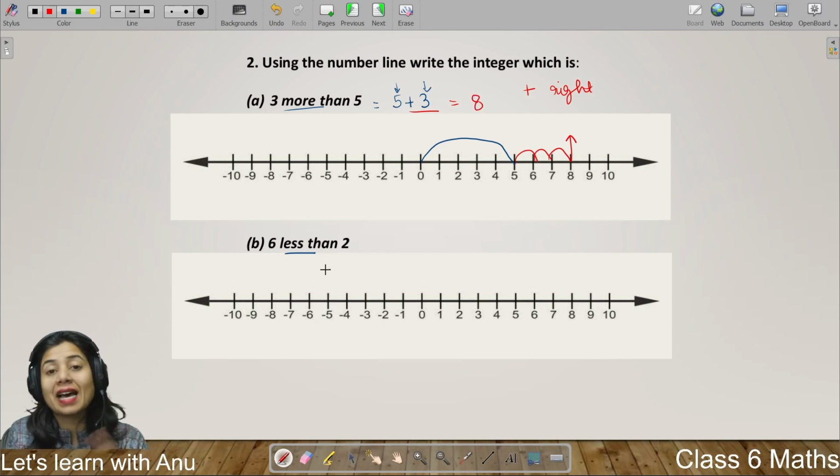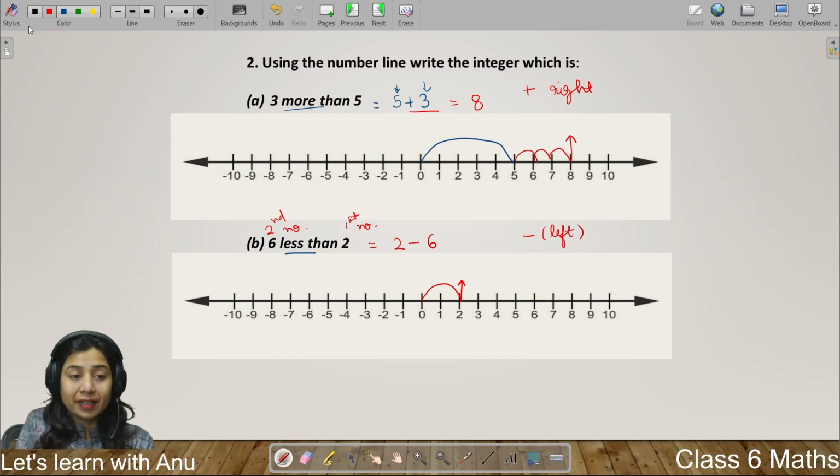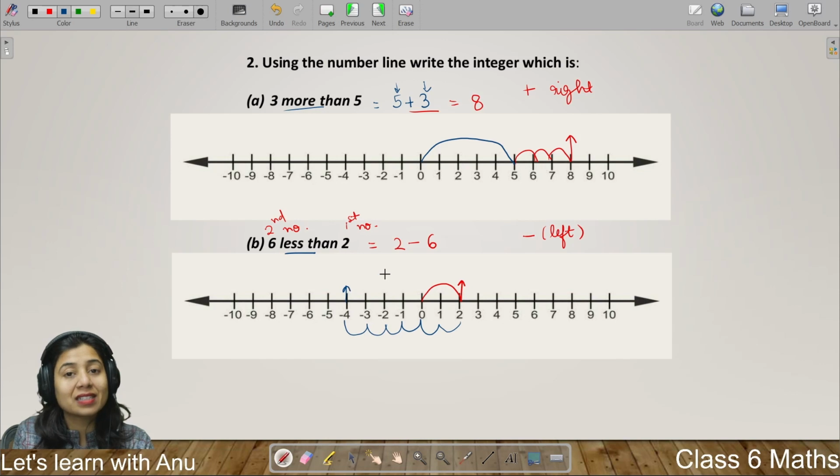Now 6 less than 2. So it means that 6 is getting subtracted from 2, right? So this is my first number and 6 is my second number, right? So it is 2 minus 6. Let's jump to the first number 2. Then it's minus 6. When it is a negative sign, we are going to move in the left direction, right? How many steps? 6 steps. 1, 2, 3, 4, 5 and 6. So the answer comes out to -4. Let's move ahead to C part.